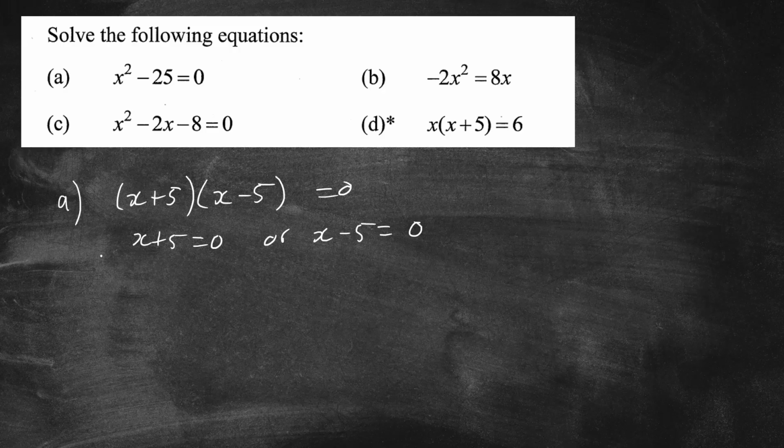When you get to later grades, you get so used to this step that you don't do it. You literally just go and say x equals to minus 5, or x is equal to 5. Okay, and then B.